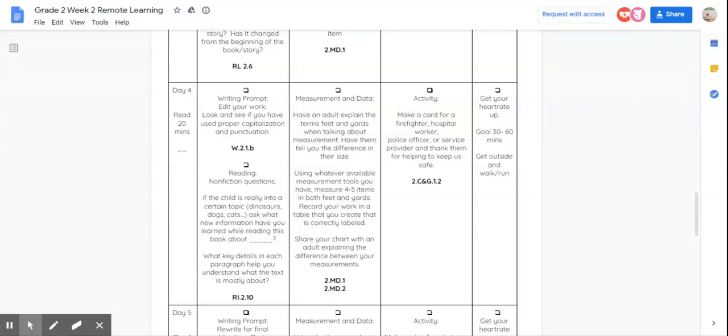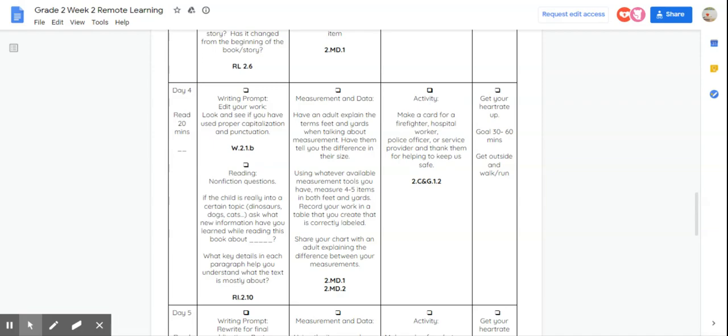Hi, we're on day 4 in the week 2 packet. So we're going to read 20 minutes and then we're going to go over to writing and reading. So writing, you're going to edit your work, look and see if you have used proper capitalization and punctuation from the writing that you've done all week.